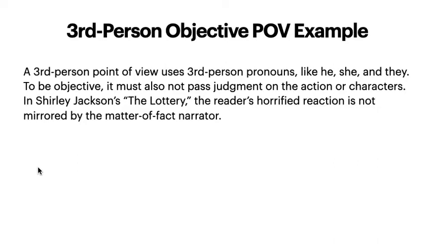What about this one? A third person point of view uses third person pronouns like he, she, and they. To be objective, it must also not pass judgment on the action or characters. In Shirley Jackson's The Lottery, the reader's horrified reaction is not mirrored by the matter of fact, objective narrator.